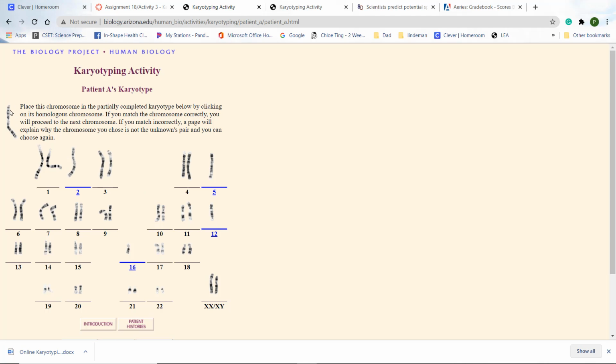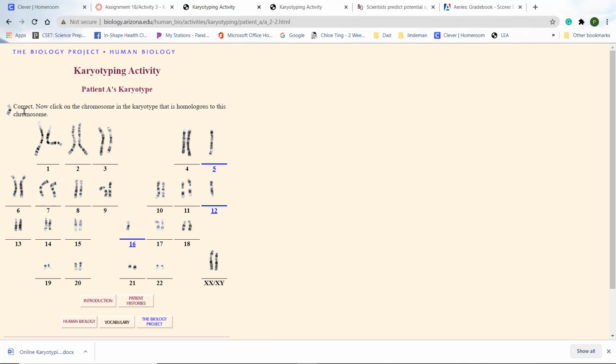Looking at this chromosome, where does it match best? 2, 5, 12, or 16? Well, if you look at the size of this, it can't be this size, so it can't be that. Might be 5, might be 2. So we'll go ahead and pick 2. And if it's right, it'll tell you correct. Now click on the chromosome in the karyotype that is homologous to this chromosome.